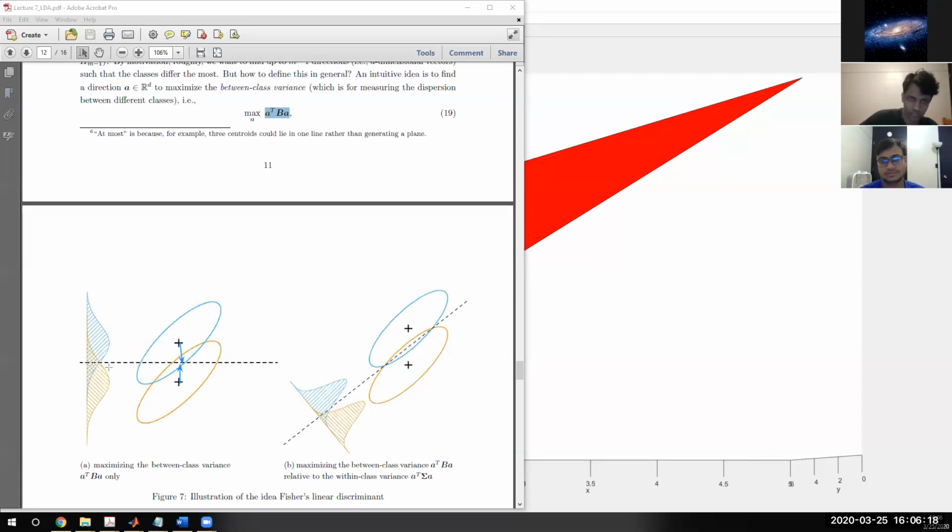So what I need is actually to make a kind of balance, a trade-off. First, I want my between class variance to be large. And second, I want to minimize the within class variance, right? In other words, I want to, yes?